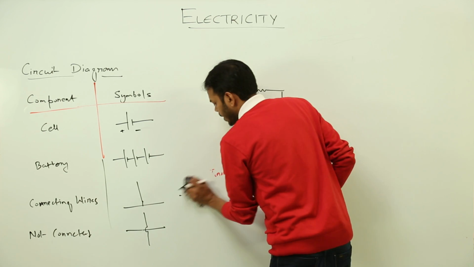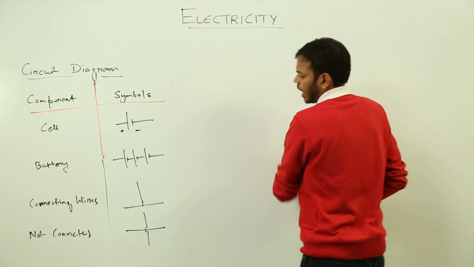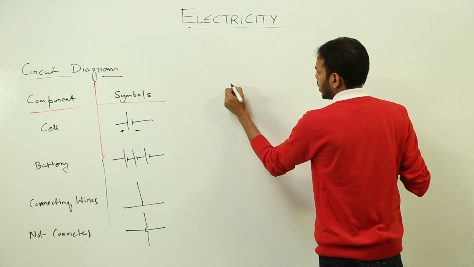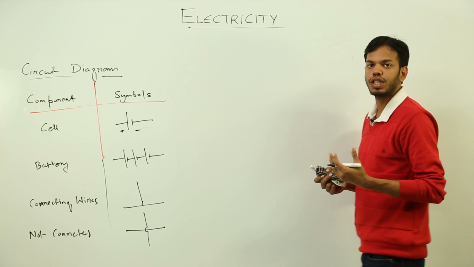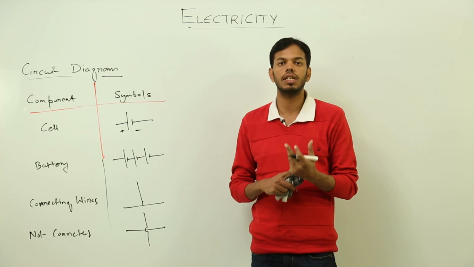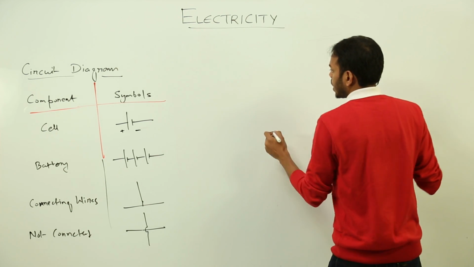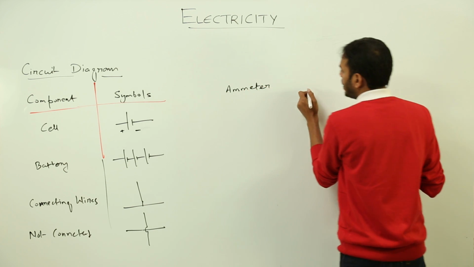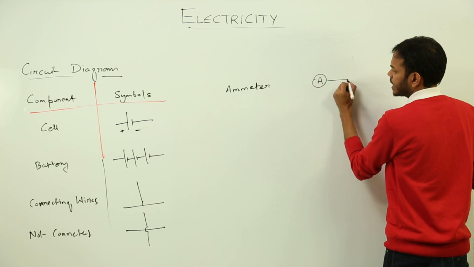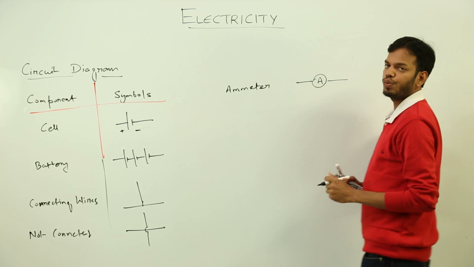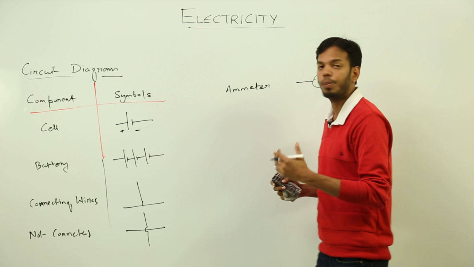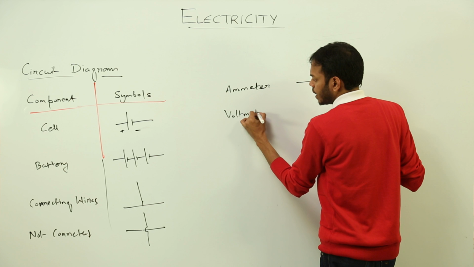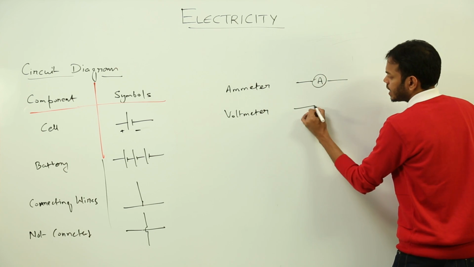Alright, next, after connecting and non-connecting wires, we have a device which measures the value of current flowing in a circuit. That is called an ammeter. An ammeter is represented with this. And there is another device which measures the voltage, or potential difference, in a circuit. That is called a voltmeter. The symbol is this.